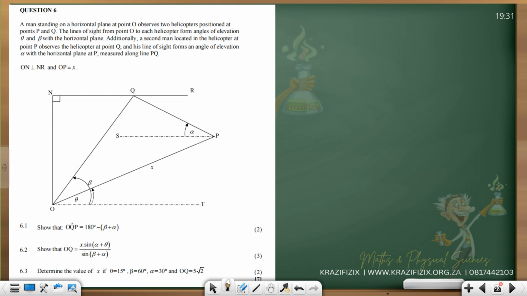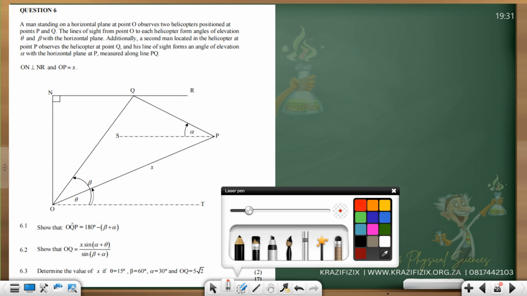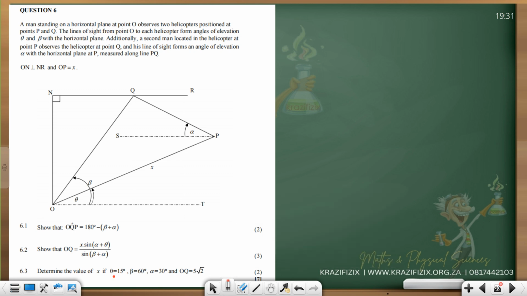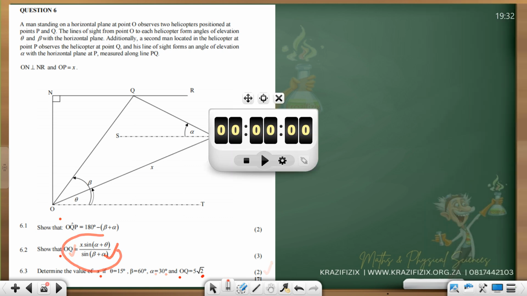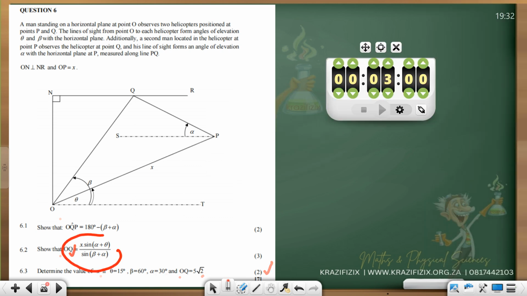The last one. I have not read it, but they said determine the value of x if theta is 15, beta is 60, alpha is 30, OQ is 5 root 2. I have everything. So I already have 2 because I'm just going to substitute here to get my x. So I already have 2 out of 7. I'm not hopeless. I should fight for 5. You see? I'm not hopeless. I have a 2. So don't be defeated. There's hope.